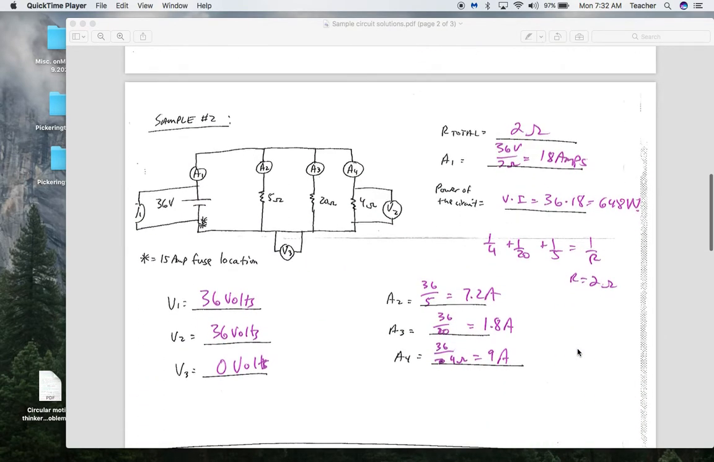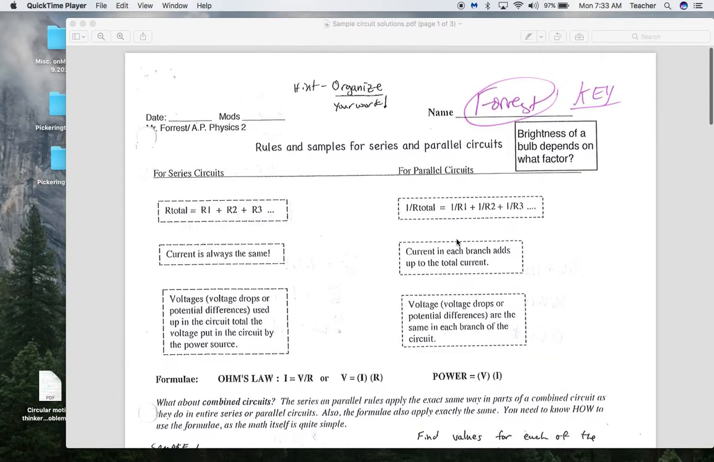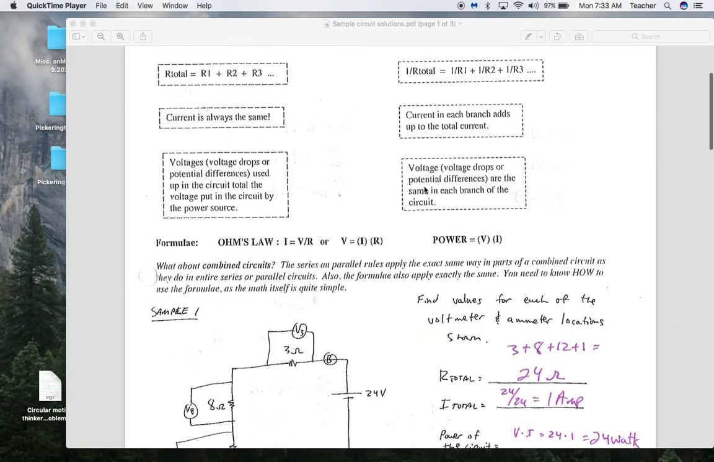For circuit 2, this is a parallel circuit. It's got 3 branches, one with a 5 ohm resistor, one with a 20 ohm resistor, and one with a 4 ohm resistor. The power source has 36 volts. So the first thing I want to do is find the total resistance of the circuit. The way I can do that is add these in reciprocal as noted up here for parallel circuits.